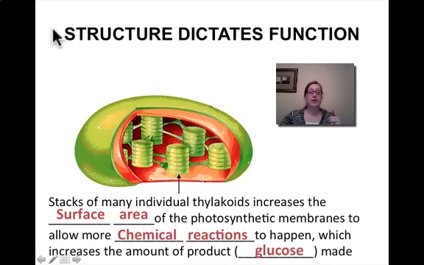So, big theme here, structure dictates function. We've seen this before. Big star. In the chloroplast, it is the thylakoid membrane increasing surface area so that we can increase its function, which is to produce glucose for the plants.